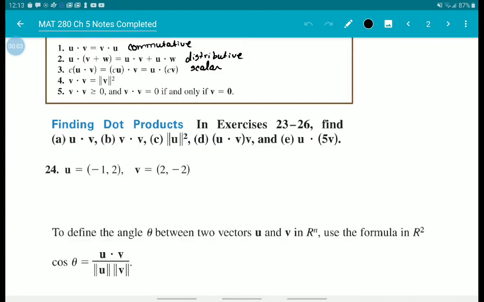So now that we've looked at properties of dot products, let's go through and just find some dot products. We've got two vectors in R2 on number 24, and they're asking us to find a few things. A is asking us to find u dot v. So it's going to be -1 times 2 plus 2 times -2. So we're going to have -2 minus 4, which is going to give us a -6 for that dot product.